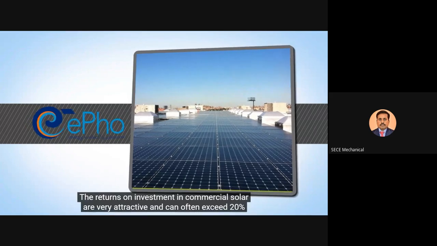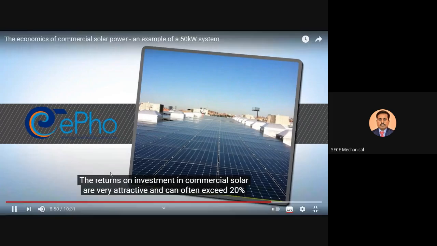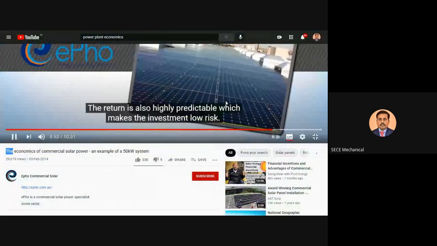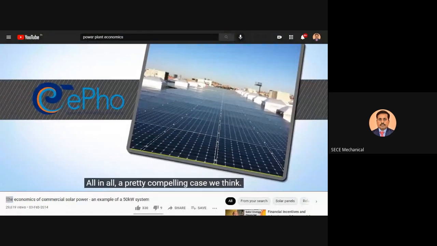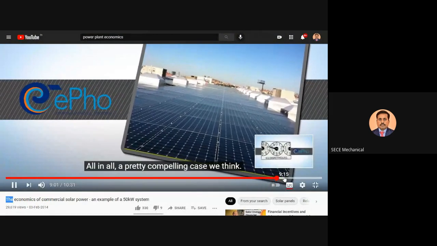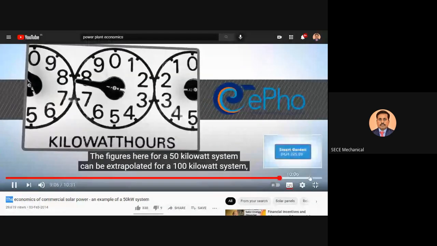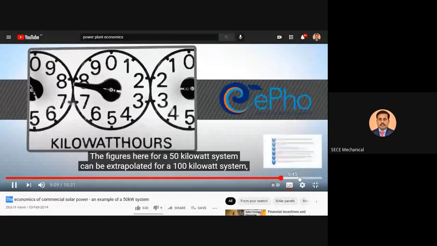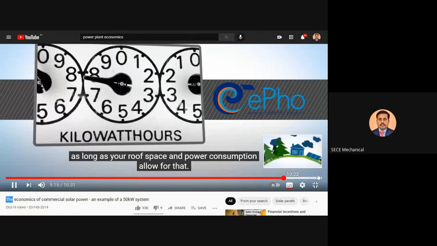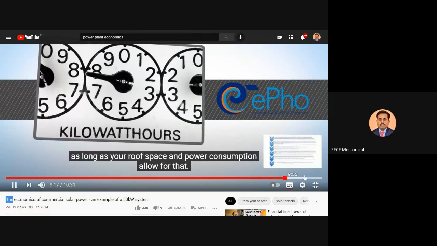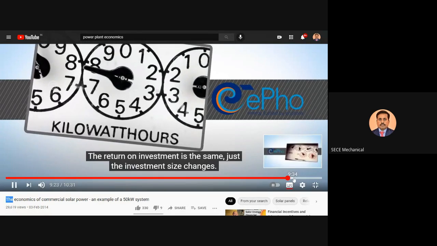The returns on investment in commercial solar are very attractive and can often exceed 20% per year. The returns are also highly predictable, which makes the investment low risk. All in all, a pretty compelling case, we think. The figures here for a 50 kilowatt system can be extrapolated for a 100 kilowatt system, as long as your roof space and power consumption allow for that. The return on investment is the same, just the investment size changes.